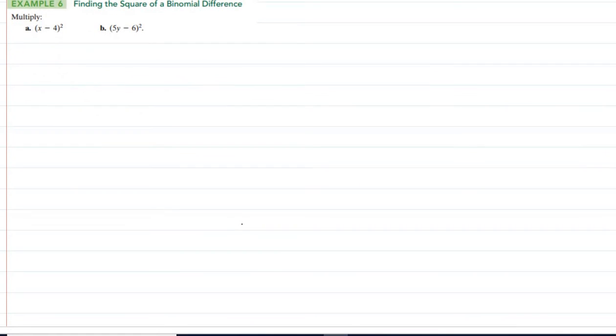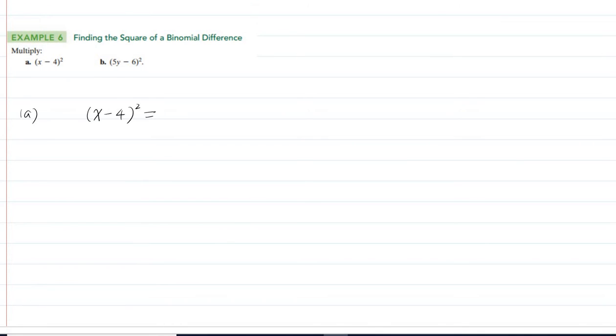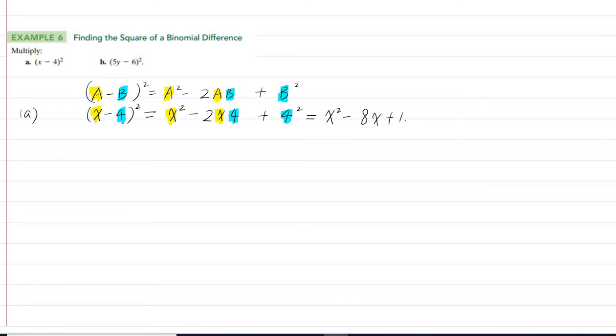Example 6, find the square of the binomial difference. So in this case, we have the formula (a minus b) squared, which gives you a squared minus 2ab and then plus b squared. So our a, you compare it, that is our x. Okay, then 2 times our a again, that's x, and our b is 4, and plus 4 squared. Alright, then once you have this, you're just going to have equal to x squared minus 8x, then plus 16.